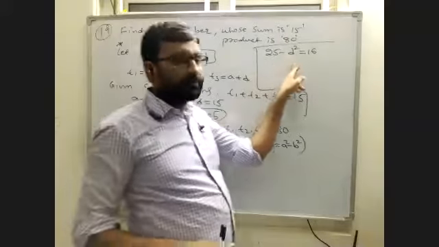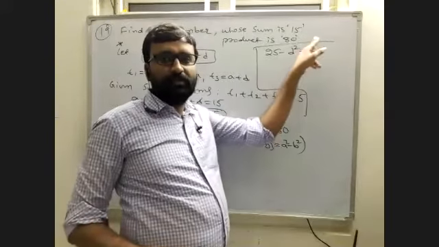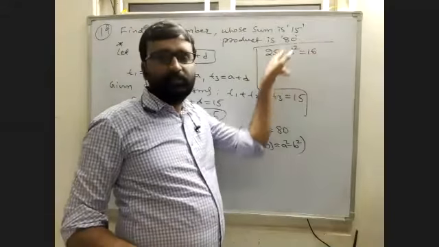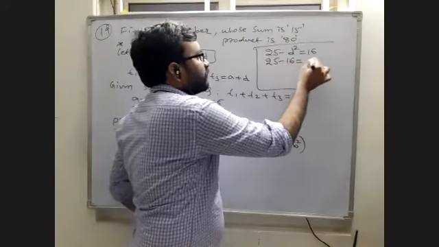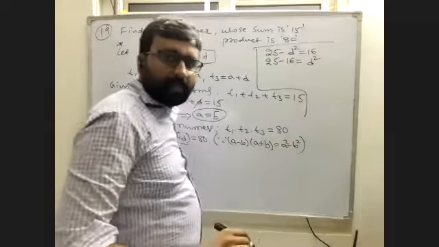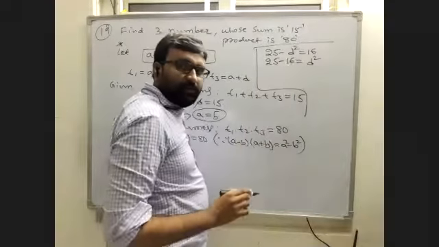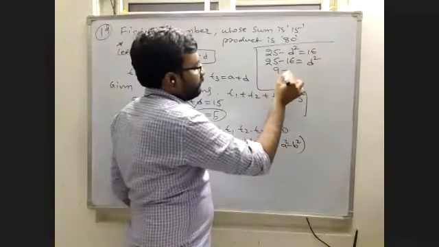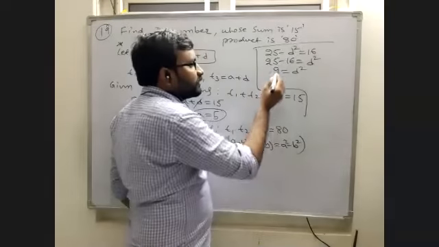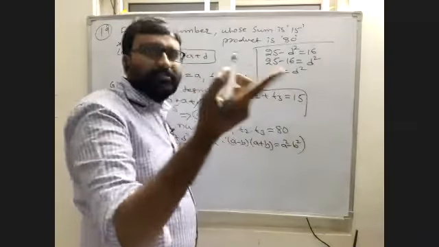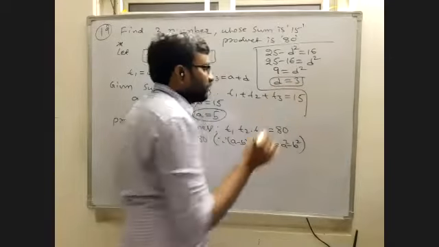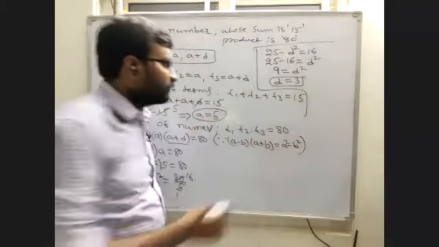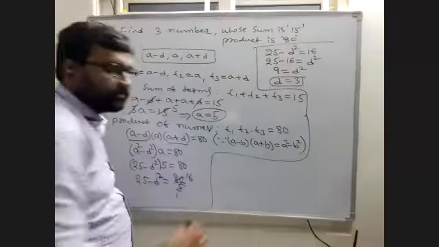Now we have to find d square, so this negative d square I am taking that side and that 16 I am taking this side. Then you will get what? 25 minus 16 is equal to d square. Now 25 minus 16 will be 9 is equal to d square. See, 9 we can write 3 square. So the value of d is equal to 3. You have your a value and d value. Now you can write the terms.